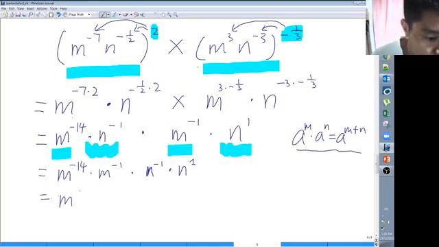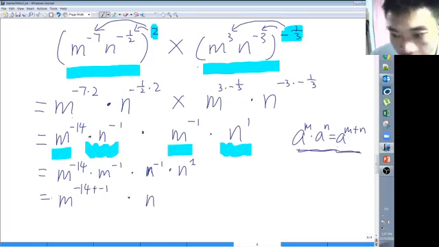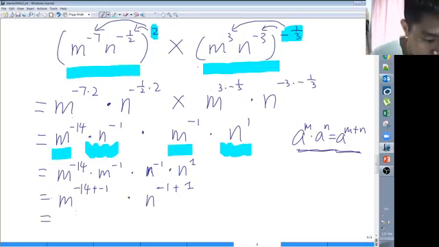By making use of this law, for the m term I'm going to get negative 14 plus negative 1. I'm going to combine my n using this as well. So I'm getting this. By the way, this is not the final answer, so let me simplify it further. This is minus 14 minus 1, so you get m to the power of minus 15, times n to the power of minus 1 plus 1, which is the power of 0.